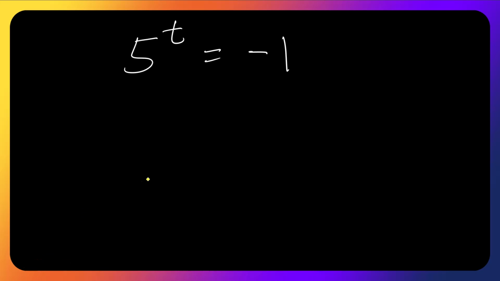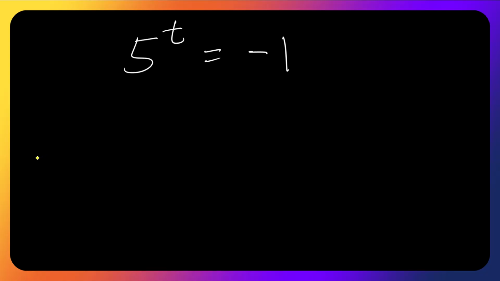Now, how do we solve for t given 5 to the power t equals minus 1? Now, from here, since taking log on both sides here will be difficult because of this, we have to change this one.